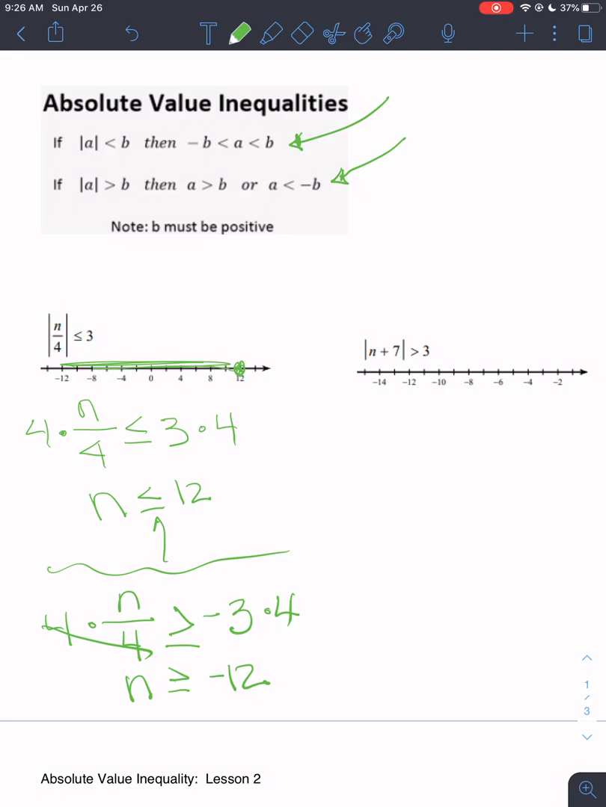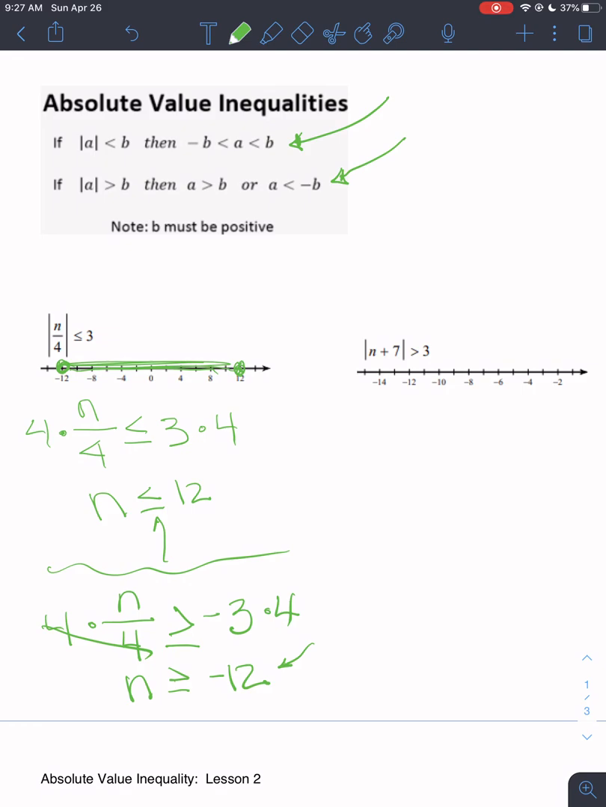So again, it's a less than symbol. That means it's an and situation. So it's going to be a solid segment on the line. And again, we want a closed circle on negative 12 right here. And then we're going to shade between negative 12 and positive 12.